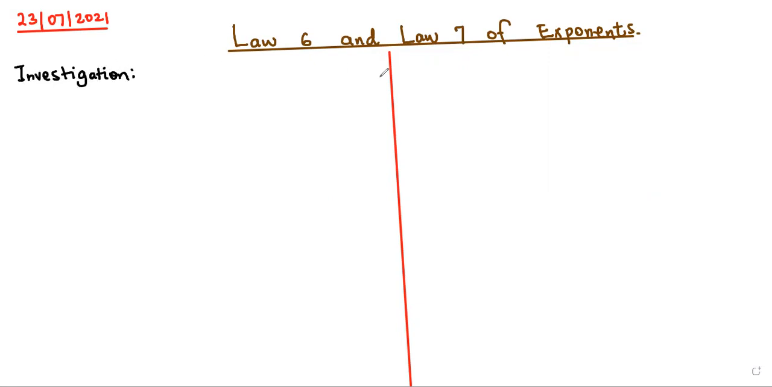And we know that we use investigation to get the law. And one more thing, student, I want you to know is that sometimes we use property to mean a law. So sometimes you may hear me say, okay, property number 6, okay, property number 7. Property is the same as law.